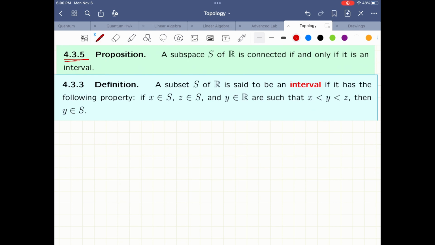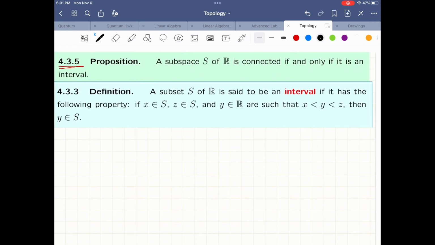And this proposition states that a subspace S of the real numbers is connected if and only if it is an interval. And we're going to use this definition of the interval that was given previously that says that a subset S of the real numbers is said to be an interval if it has the following property. If there's an element X that belongs to S, as well as an element Z that belongs to S, and an element Y that belongs to the real numbers, in such a way that Y is bigger than X and Y is smaller than Z, then this means that Y also belongs to S, because it would be between them and they would all belong to the real numbers.